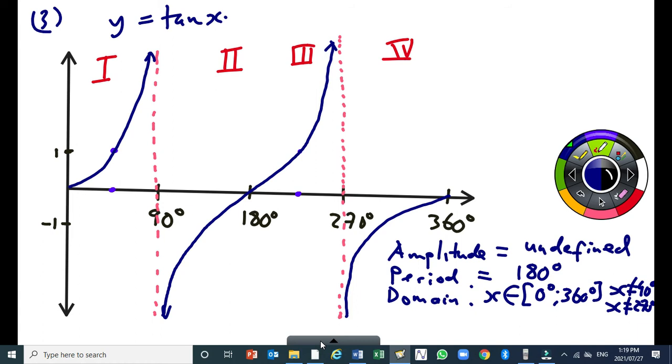Whenever you get any graph of tan, if the question is asking you to determine its amplitude, the answer will be undefined. Stop stressing.